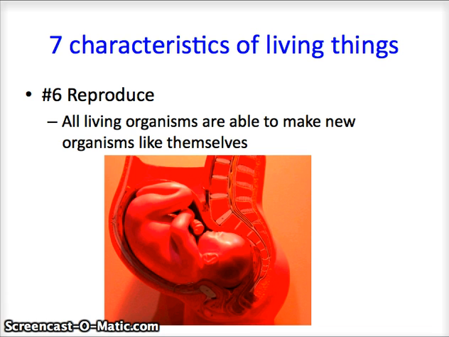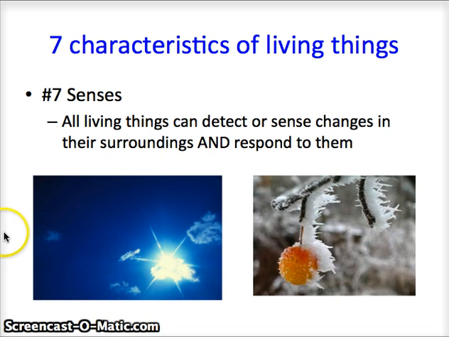And the final one, and it's not necessarily an easy one, but if you've already guessed it, then you can give yourself a pat on the back. Number 7 is senses. So even though when we think of senses, we think of our 5 senses that we have, and we have different sensory organs. And so granted, not all living things have 5 senses like we do, but all living things are able to detect or sense changes in their environments and surroundings and respond to them.